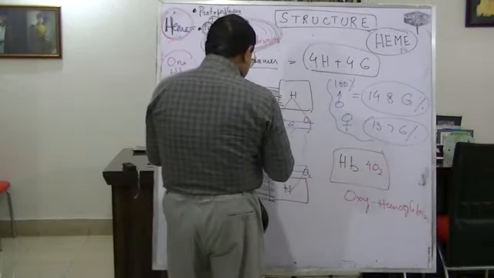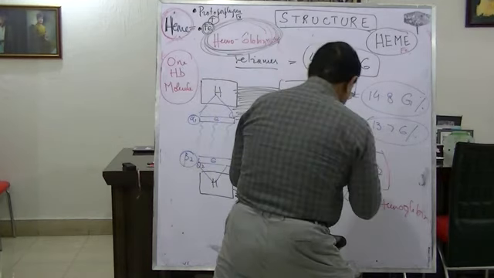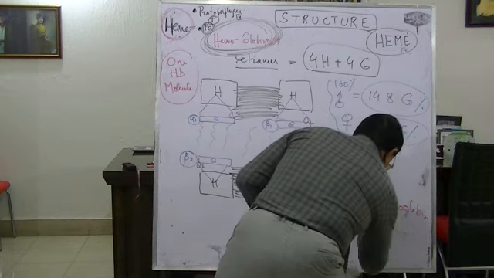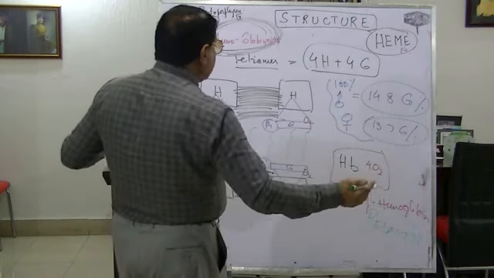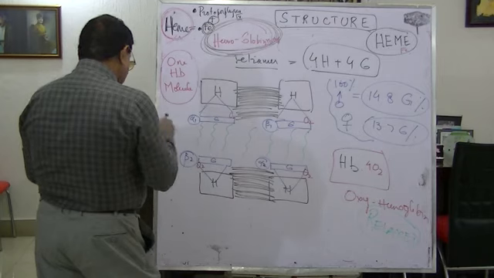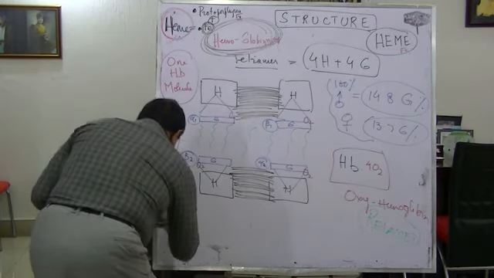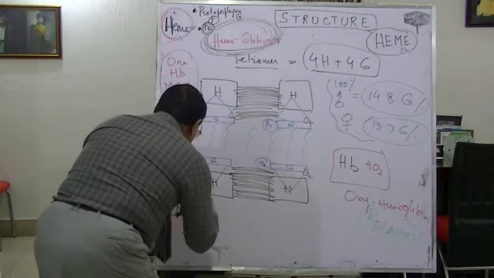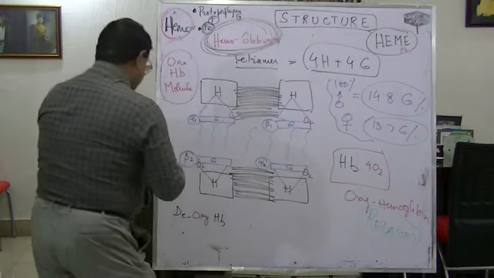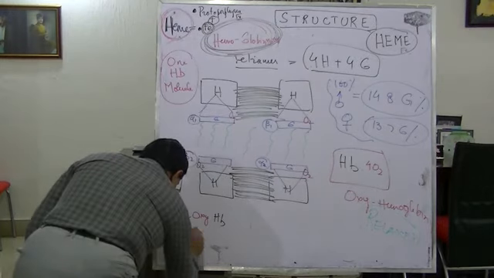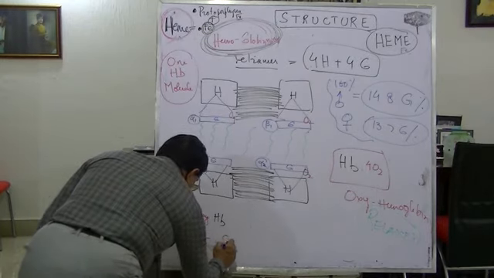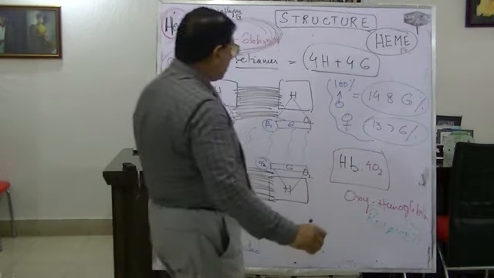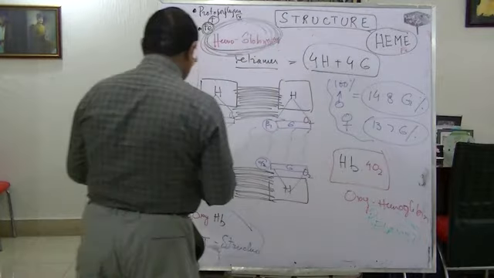Obviously, when the oxygen is attached, it is relaxed. Oxyhemoglobin is in the relaxed form. And when there is deoxyhemoglobin, it is in what form? It is a taut structure. Then there is oxyhemoglobin, oxygen attached, it's a relaxed structure.